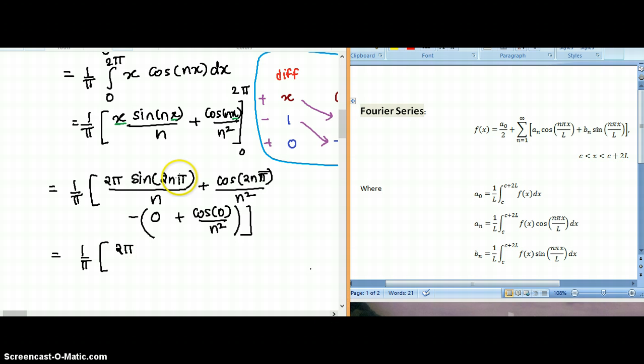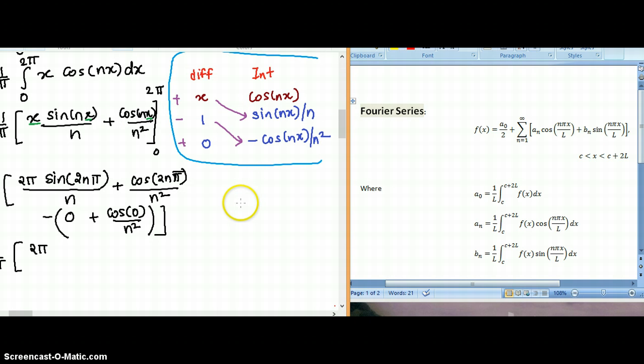Now here it is sine of 2n pi and cos of 2n pi. So for this you need to remember a rule. Sine of n pi is always equal to 0 for all integer values of n, while cos of n pi is always equal to minus 1 to the power n. So in place of n we have here 2n. So if sine of n pi is 0, sine of 2n pi is also 0. So this will become 0.